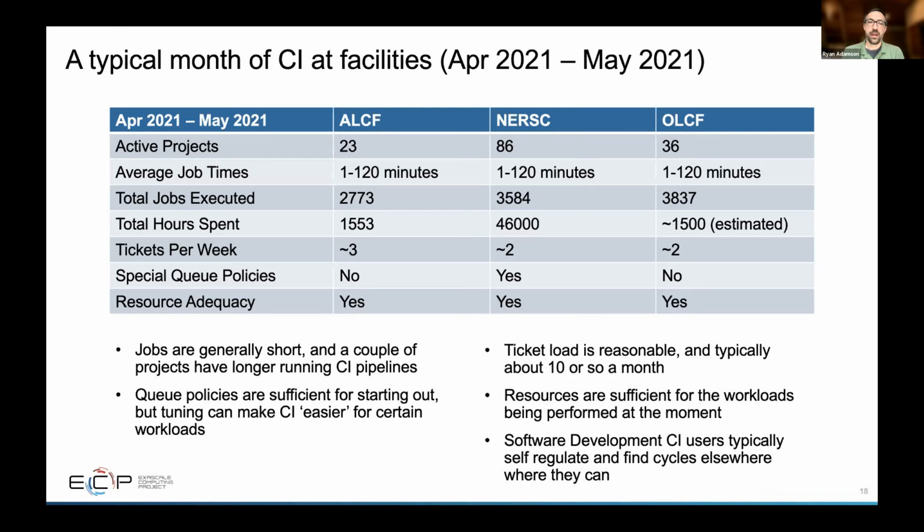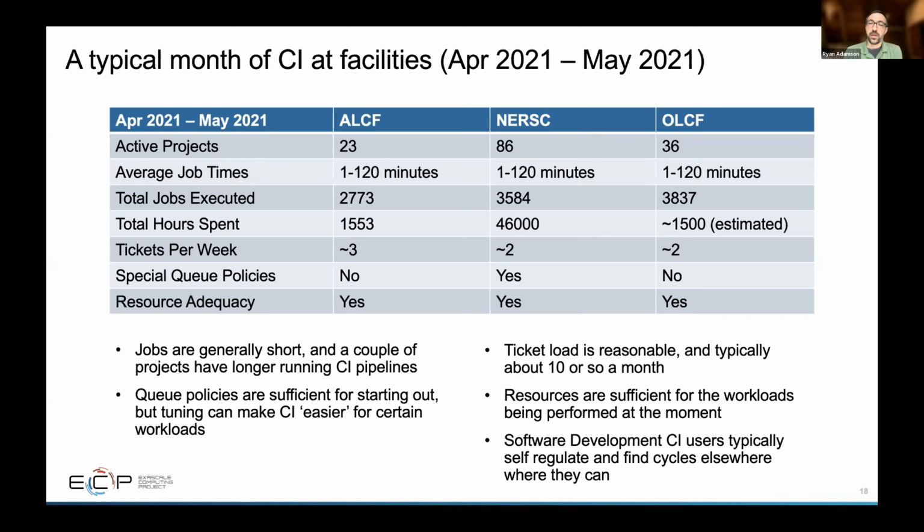Depending on the facility, the amount of hours that are allowed to be spent, and the size of the resource attached to these runners, you can have anywhere from 1,500 hours to, at NERSC, quite a few more over that month. In general, the number of tickets per week that our continuous integration coordinators have been getting is very manageable. A handful a week. They're pretty easy, helping users set up new projects, that kind of thing.